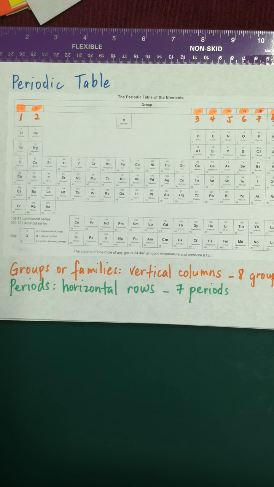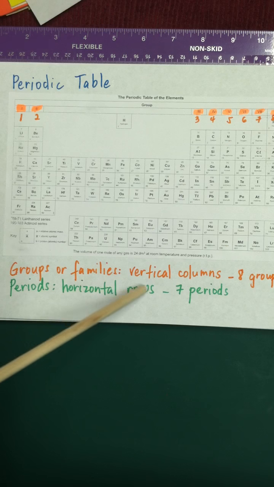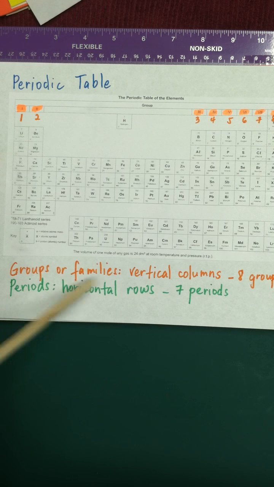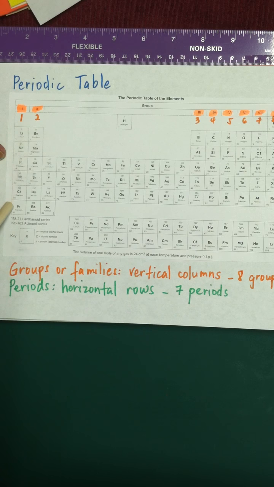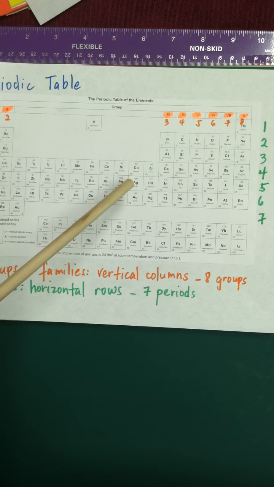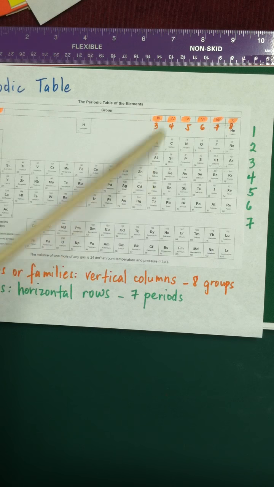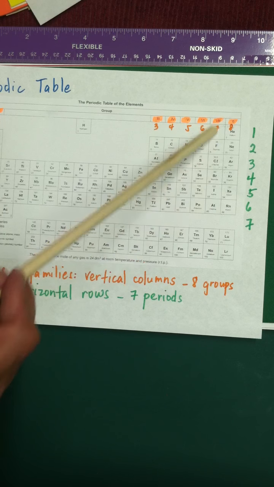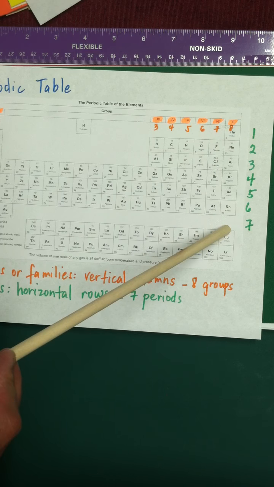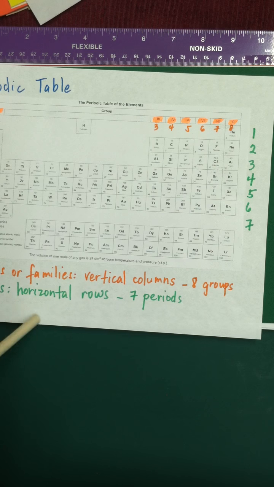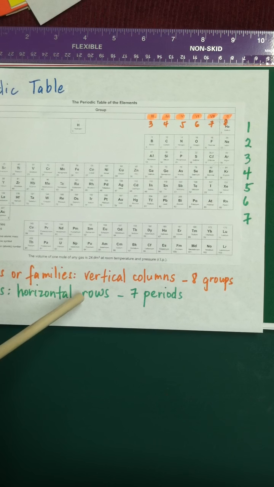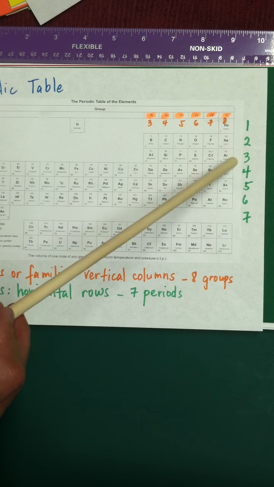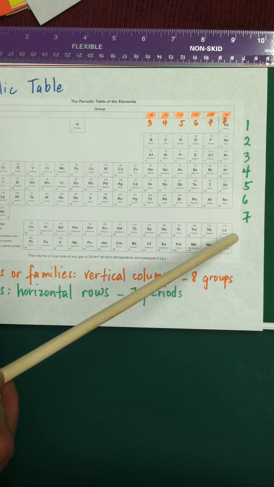So I just want you to make the notations now in your periodic table. So your groups or families are your vertical columns, and there are 8 groups. So you have 1, 2, 3, 4, 5, 6, 7, and 8, right? And your periods or your horizontal rows, there are 7 of them, right? So 1, 2, 3, 4, 5, 6, 7.